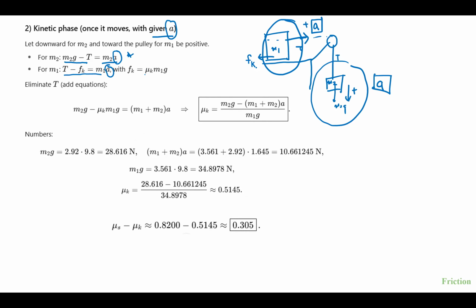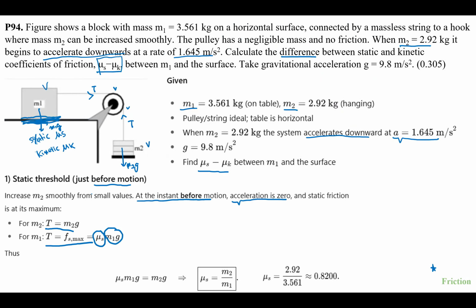And then Fk, the kinetic friction, is mu k times N, and here N is M1g, downward. And then we have these equations, and T can be eliminated, and then we have this one, and we get mu k. So we have mu k given like this, and we have mu s given by this one already.